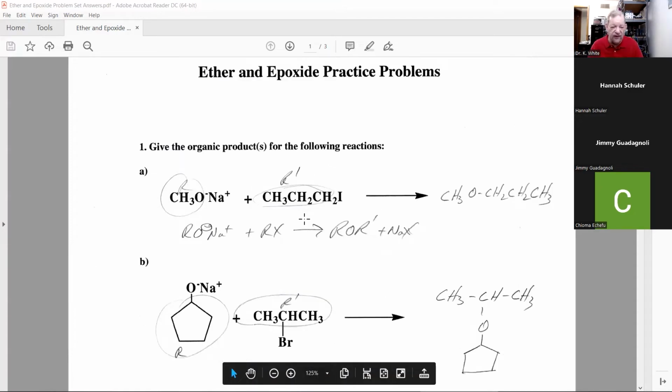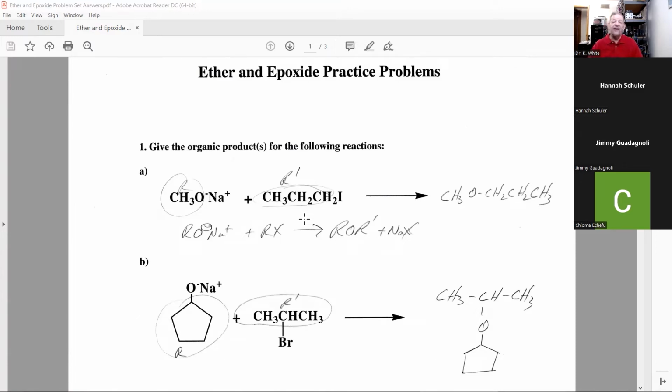An important thing is give the organic product or products for the following reactions. And how do you do this? You look at a molecule and look for what's different. What's not carbon, what's not hydrogen should get your attention. If we look here, oxygen minus on a carbon with sodium cation is an alkoxide. Carbon, carbon, carbon, iodine, that's an alkyl halide. There should be a prime there, it fell off.